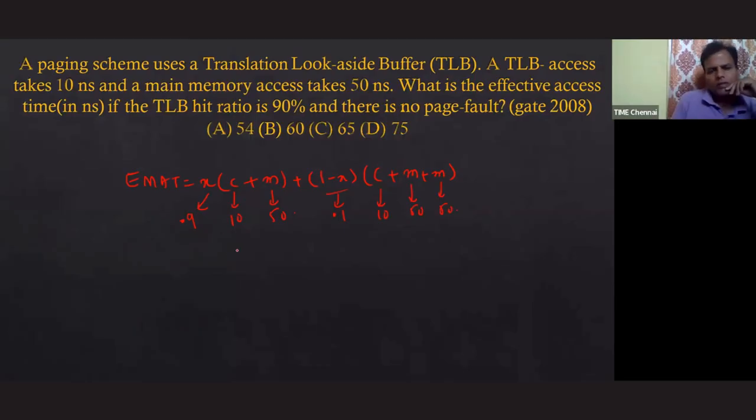Let's see here. 90% of the 60 is how much? 54. This one plus 10% of 110. 110 is what? 11. So collectively it is what? 65. Answer is 65. Hope you understood this. Okay.